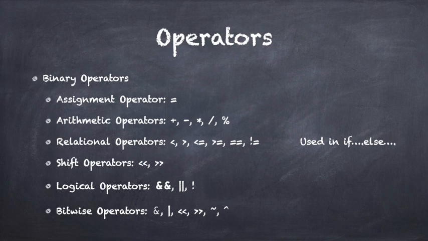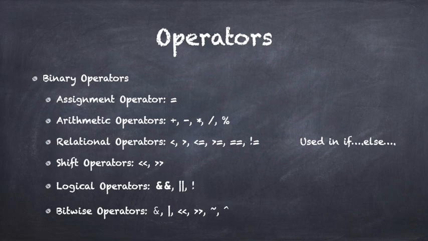Along with these relational operators, we also have some shift operators. Shift operators allow us to perform bitwise shift left or bitwise shift right. We also have logical operators like double ampersand, double pipe, and not. Double ampersand usually means logical and, double pipe means logical or, and not obviously means not.